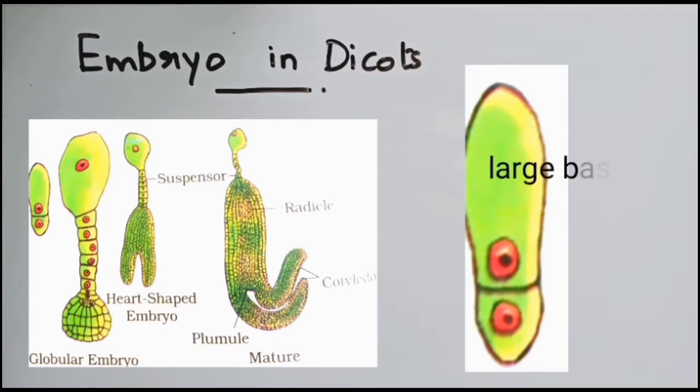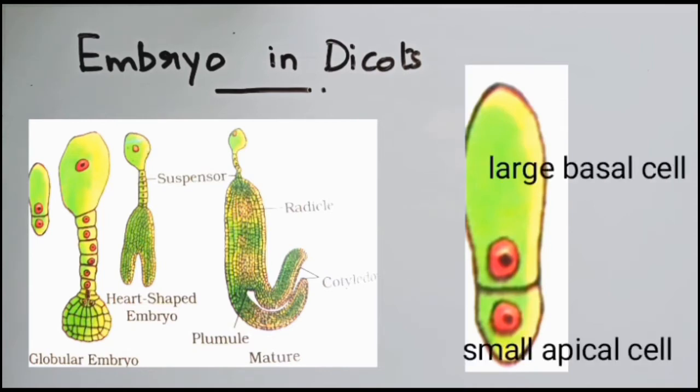Now let's see the embryo in dicot. It has a large basal and a small apical cell. You can see the diagram of the large basal cell and the small apical cell. These will again divide and form a globular embryo first, and then heart-shaped, and finally a mature embryo.